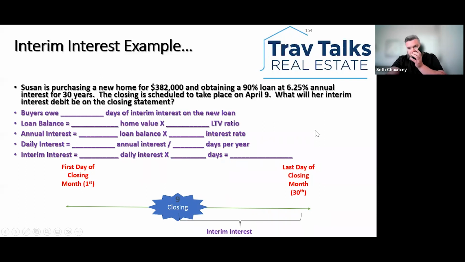So we just broke that one down. Now we'll do some more practices with this.